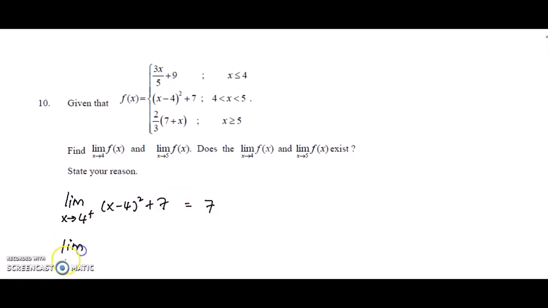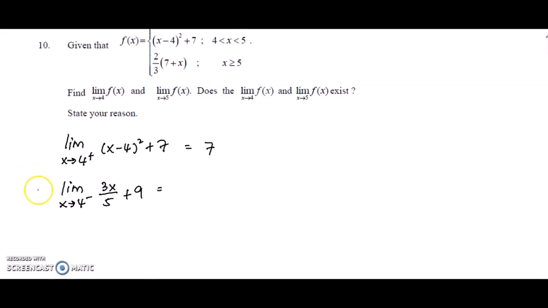Then check the left-hand limit as well. The left-hand limit, when x approaches 4 negative, which is 4 in this interval, put in the corresponding function. You have 3x over 5 plus 9. Substitute your value of 4 into here, you get 12 over 5 plus 9. Very obviously, this does not have the same answer as when x approaches 4 from the right. You got 57 over 5.